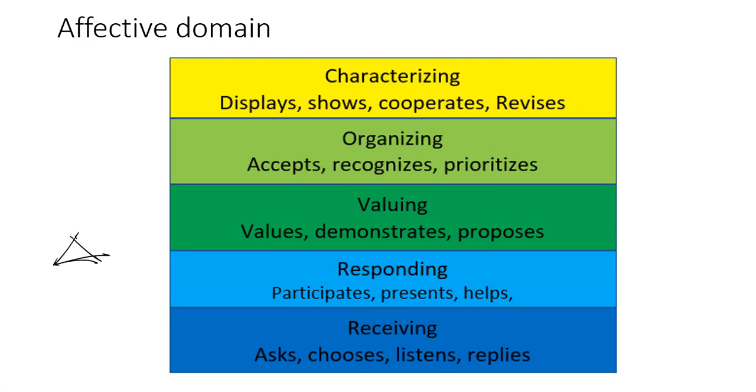So down here, the lowest form of affective domain is receiving. The types of verbs that you are going to use here: asks, chooses, listens, replies. Then we have responding. The types of verbs: participates, presents, helps. We have valuing. So values, demonstrates, proposes. We have organizing. So accepts, recognizes, prioritizes. Then we have characterizing. So in this case, displays, shows, cooperates, revises. So these are part of the Bloom's taxonomy action verbs that we can use in the affective domain.